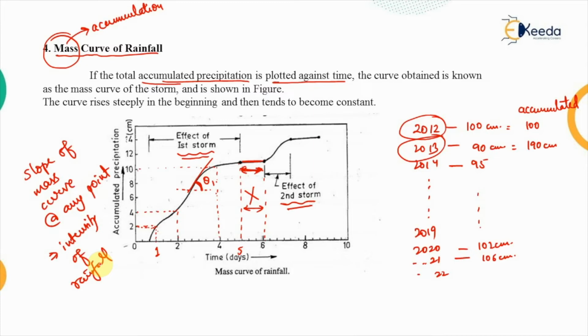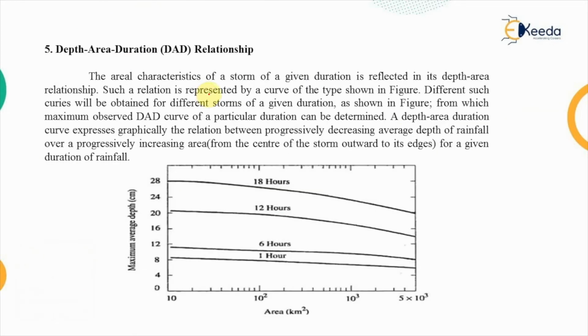Now, when we studied the different types of rain gauges, we saw the weighing bucket type and the float type. The data of the rain gauge is obtained in the form of the mass curve, because in those methods the data was getting accumulated for the entire day. So at the end of the day we were getting something like this, which is known as the mass curve of the rainfall. Moving on to the next one, which is known as the depth area duration relationship, that is the DAD relationship.